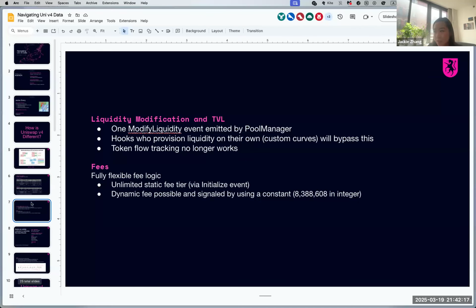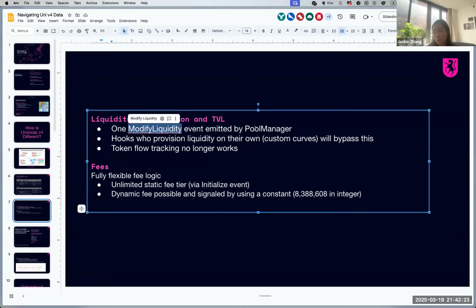Moving on to the liquidity modification, TVL, and fee side of things. The pool manager will actually emit one modified liquidity event. Previously, for example in V3, you had a mint, a burn, increased liquidity, and decreased liquidity, and all these actions are now consolidated in one event.